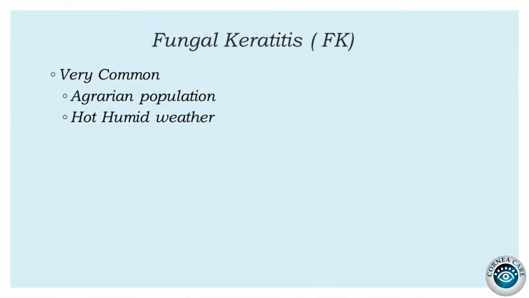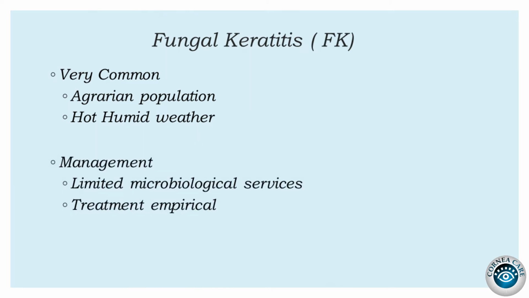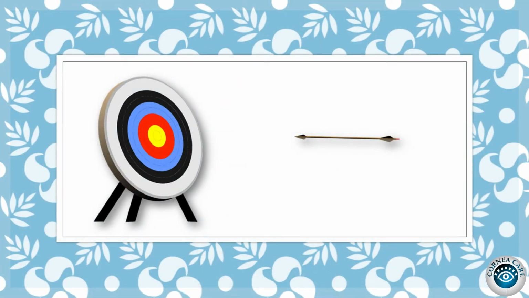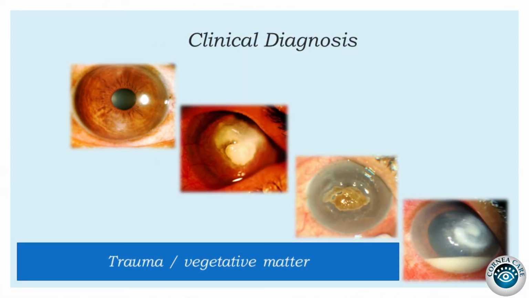In India, it's very common. Most of us depend on our clinical acumen as the majority do not have access to lab facilities. So let's see how we do it and what is the likelihood of accurate diagnosis. Usually, history of trauma with vegetative matter and certain clinical features are considered predictors of fungal keratitis. This understanding is the result of efforts put in by many ophthalmologists.